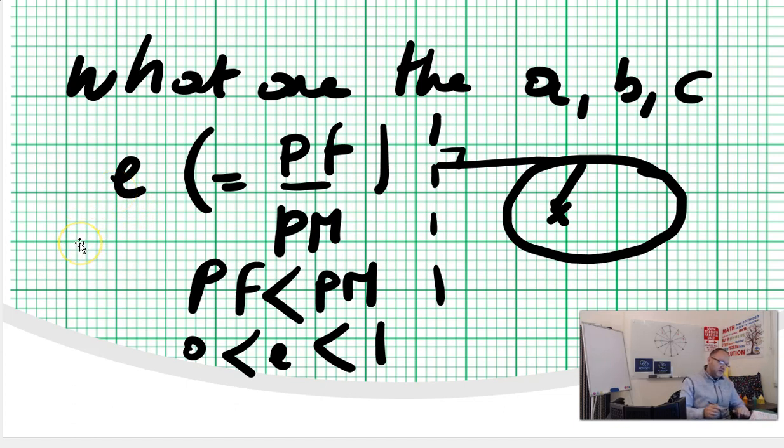And we already know that e, eccentricity for the ellipse, this is my P, big P, with XY. This is my F, and the PF is way smaller than PM. That's why e is a fraction. It's a proper fraction between 0 and 1.